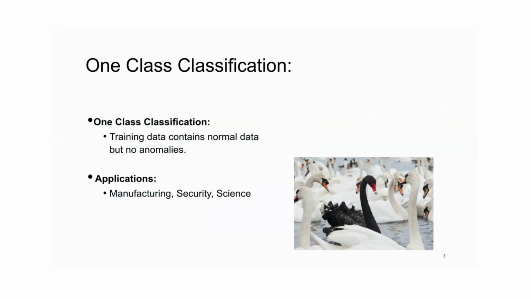So the setting is called one-class classification because we only get to see the normal class during training, and there are many applications to it, including in manufacturing, security, or science. For example, in scientific missions, it is often the case that the most interesting samples are the ones that we never saw before because they represent new phenomena.